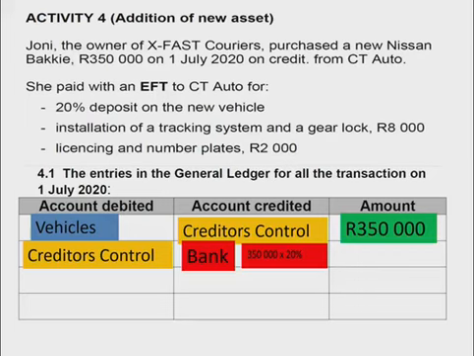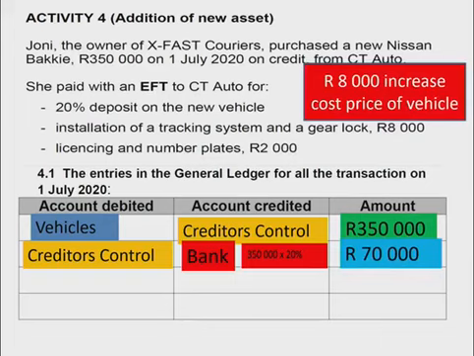So that 8,000 is actually going to increase the cost price of the vehicle. It's like the carriage that you have to pay for to get the trading stock to your premises, and that carriage that you have to pay will increase the cost price. So what we're doing here, we're paying for the installation of a tracking system and a gear lock, and that will increase the cost price of the item. So instead of having it for 350, the cost price will now increase by an extra 8,000, which means the total cost price will now become 358,000.